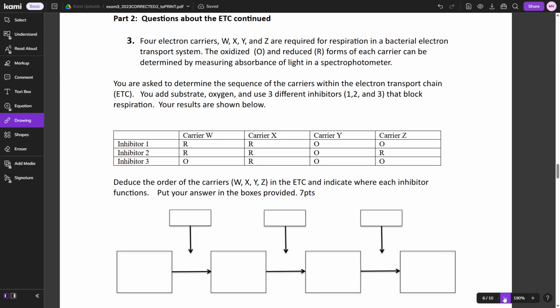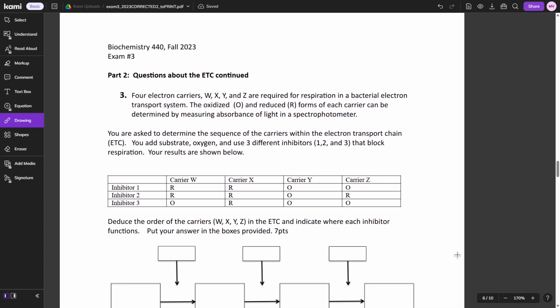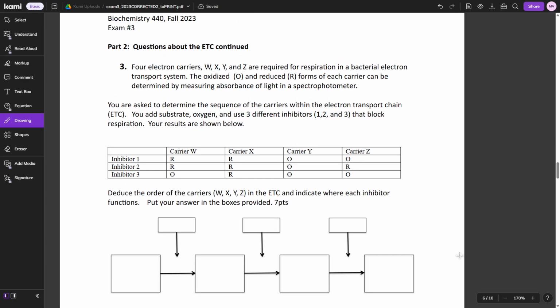Okay, this is a very Bio 200 question. I'm going to be honest, this is a very Bio 200 question. It takes a little bit of problem solving skills, but we'll work through it, and hopefully it'll make sense by the end if you didn't get this one.